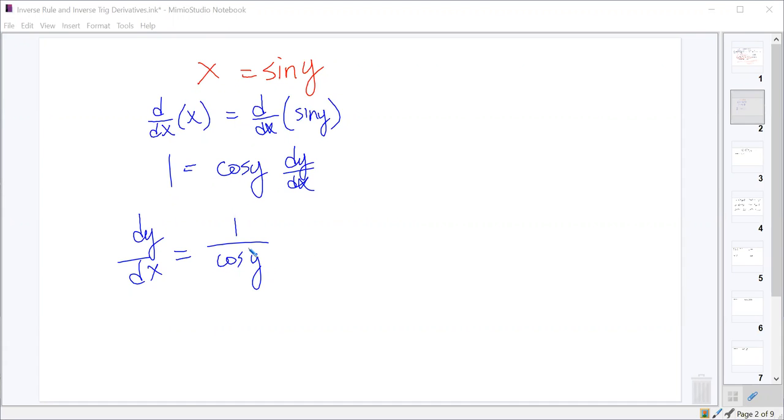But what's the problem with getting 1 over cosine y? It's in terms of y. Exactly. It's in terms of y, which is a problem. So how are we going to turn cosine y in terms of x?